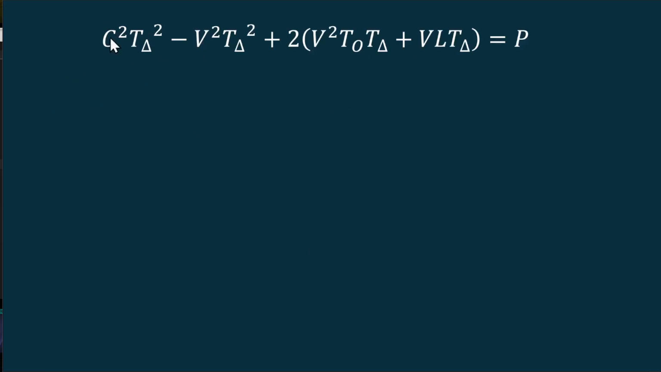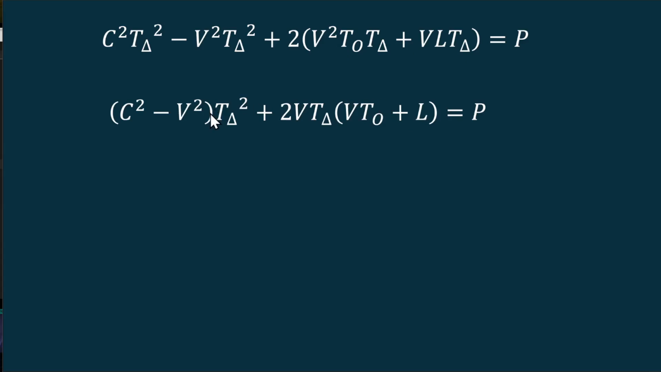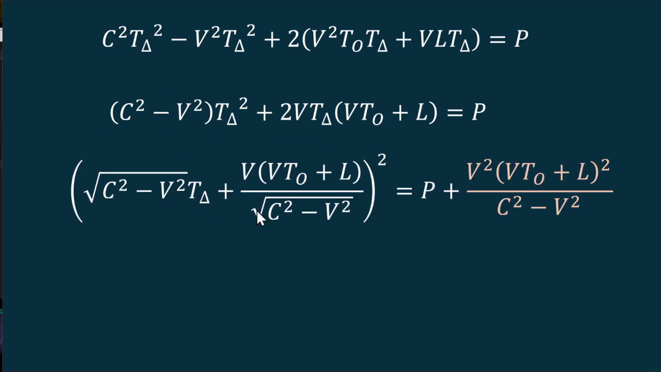So in this equation we have a c squared t delta squared and a v squared t delta squared. So this is c squared minus v squared. And then these are just t delta terms. So we can pull out this 2v t delta and this a term. So we end up with the square root of c squared minus v squared times t delta plus v times this term divided by the square root of c squared minus v squared equals p times this term squared, which is v squared plus v squared t observed plus l squared.